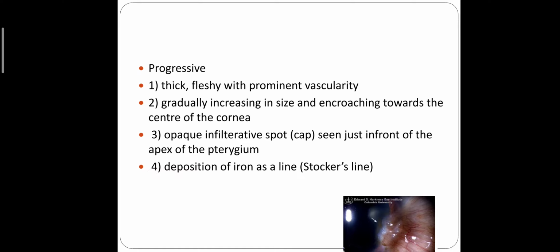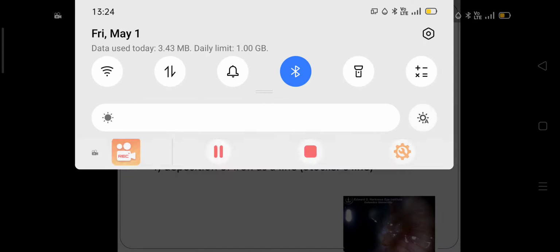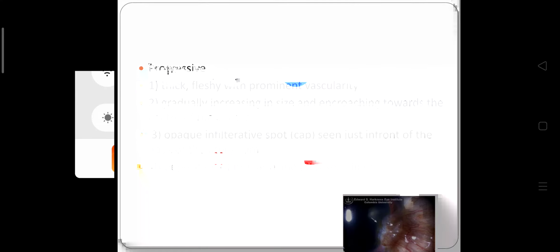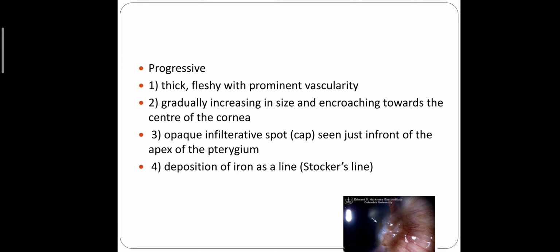Okay, so that is the cap. Ahead of the cap, there is a deposition of iron. As you can see in the picture, it's in the shape of a line. So that is called Stocker's line.